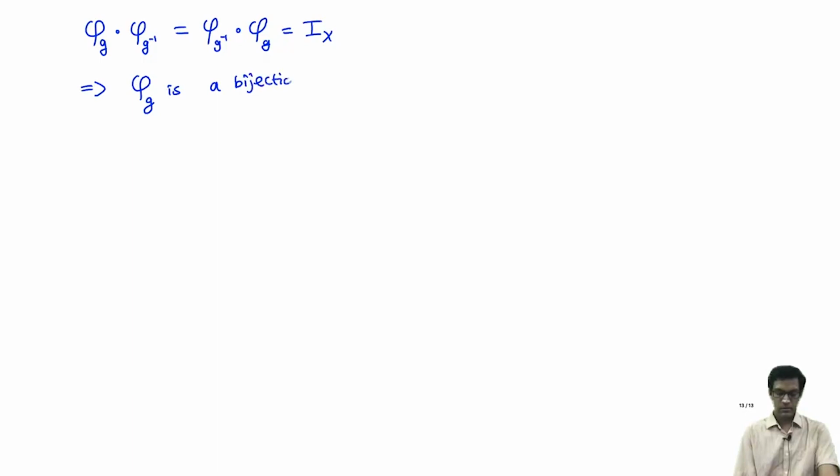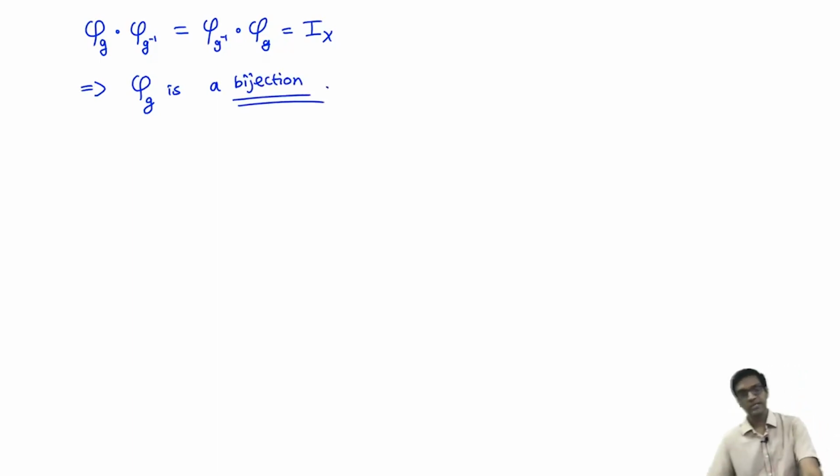It means phi sub g is a bijection, right? A bijection is exactly a map which has both left and right inverses. Here for finite sets, of course, it's enough to check one, but from the more general point of view, let's just look at both. So phi sub g inverse is both the left and the right inverse of the map phi sub g. Okay, so it's a bijection. So that proves part A of the proposition.